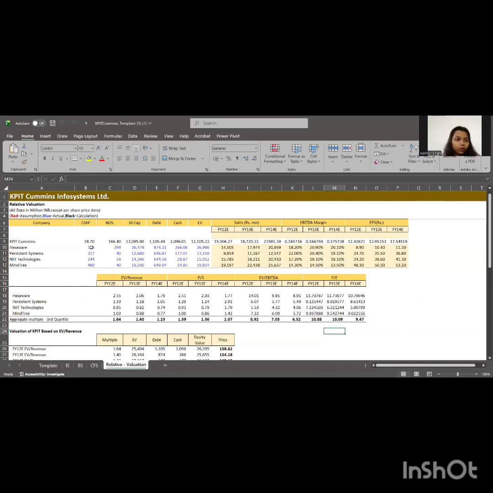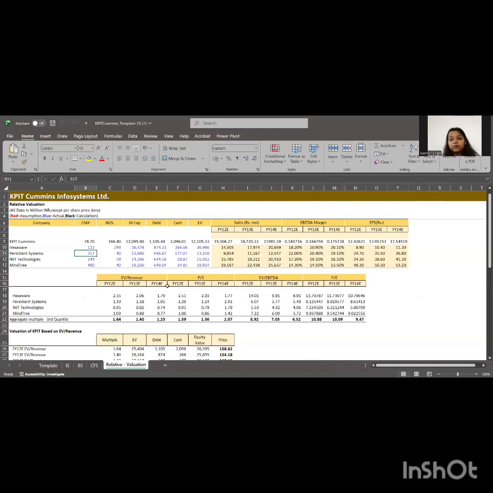You can see that in blue color. This is the actual data of this company. So, for example, if KPIT's market price is 1,800, that means one share of KPIT is currently trading at 1,800 in the market.